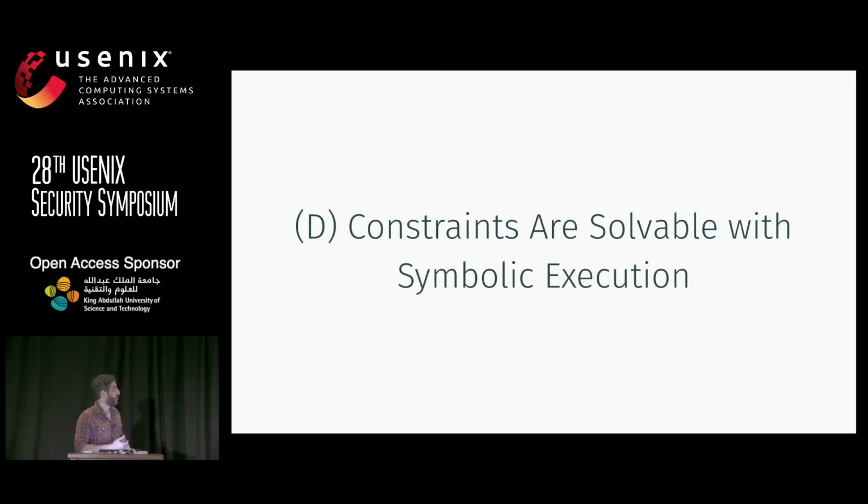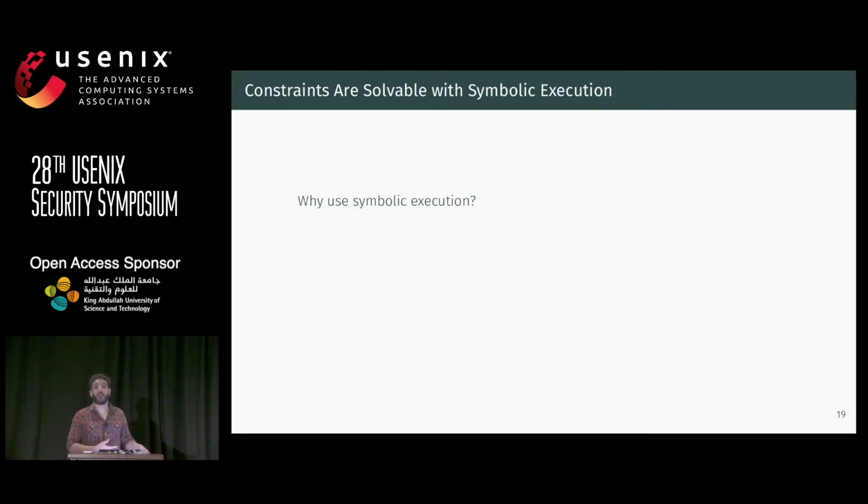So the last assumption is constraints are solvable with symbolic execution. So as you've seen earlier on the table, there were some fuzzers that built upon this assumption. Not all of them. Some fuzzers use symbolic execution. So the question is, why do they do that? Why would you use symbolic execution? As it turns out, there are some constraints that are just too hard to solve.